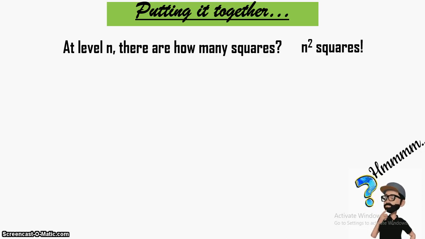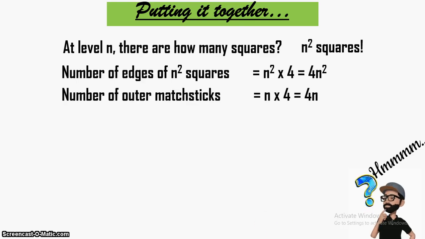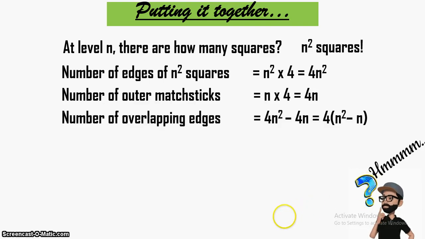Okay, beautiful. What next? The total number of edges of these n squared squares would be what? n squared times 4, which is 4n squared. What next? We find the number of outer matchsticks, which would be n times 4. Remember when it was 1, 1 times 4, for 2, 2 times 4, 3, 3 times 4. So n becomes n times 4. That gives us 4n. So the number of overlapping edges would be 4n squared minus 4n.